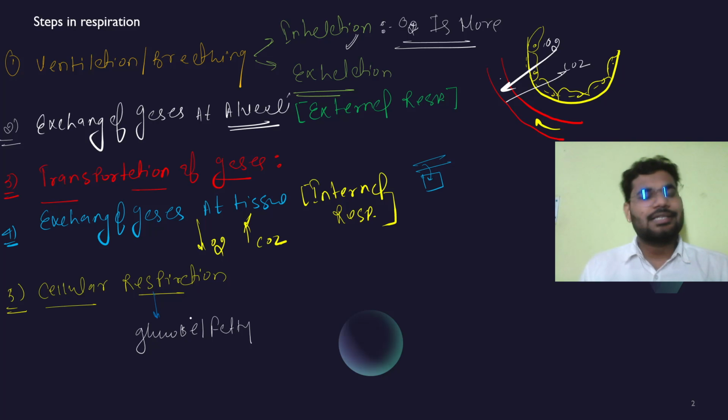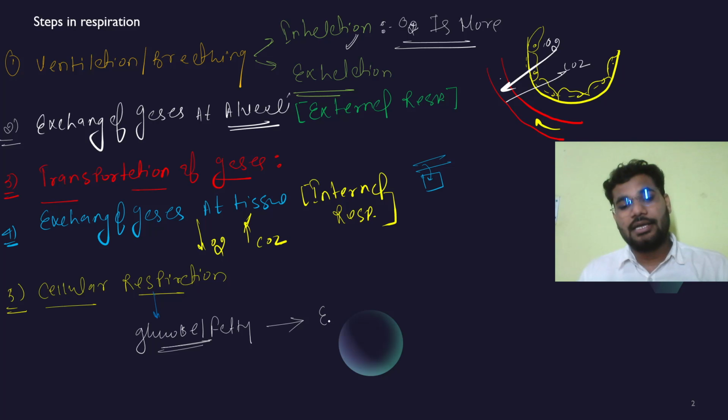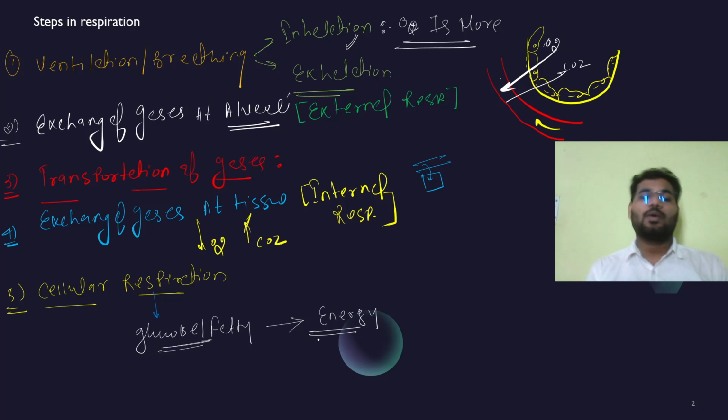So anyway, respiration means breakdown of respiratory fuel to provide energy. When glucose and fatty acid breakdown occurs, it happens in multiple steps. Ultimately, we also get some other products, but the main one is energy, and that is why we require cellular respiration.